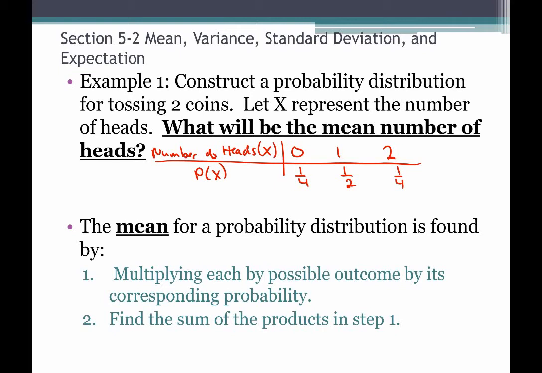Same example. So the mean for a probability distribution is found by, and I've got the step-by-step there for you, multiply each outcome by its corresponding or its matching probability, if you like the word matching better, and then find the sum of the products in step 1. So to be honest, finding the mean is a very simple process. It can just get to be time consuming.